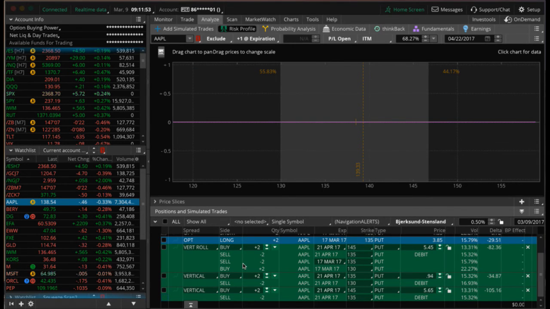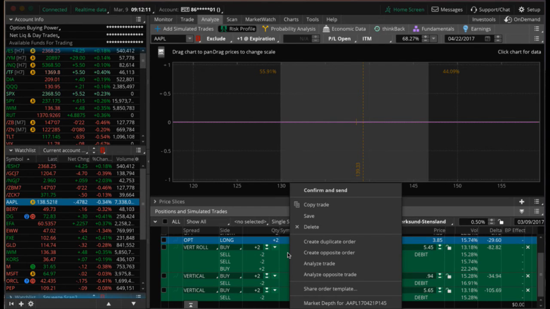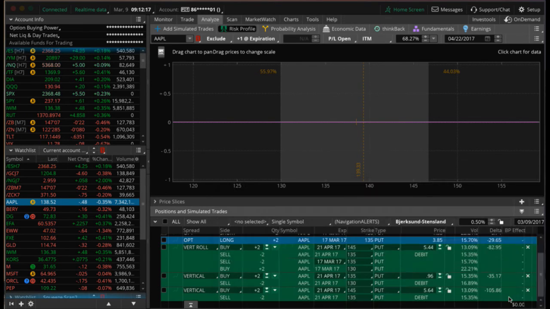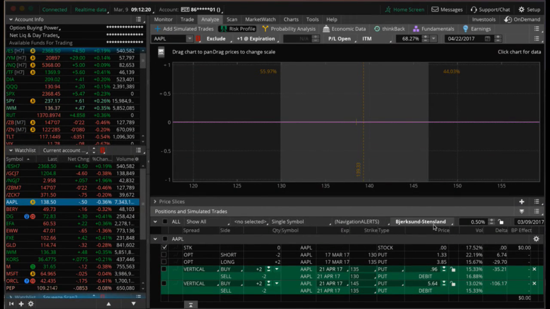So you can do it all in one transaction. We can move from the 135, 130 put spread in March, and we can roll that to the April cycle with the 145, 135 strikes. So I'm going to go ahead and do that, and I like doing that as one transaction. So right click, confirm and send, and we'll wait to see if we can get filled here.